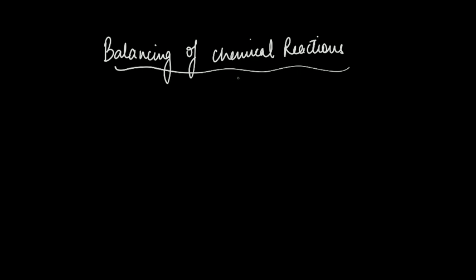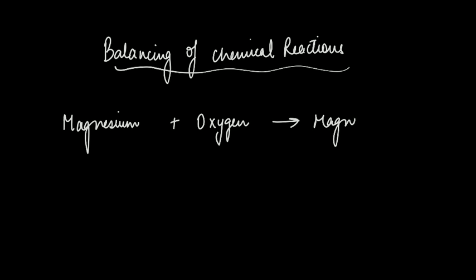if we write any kind of chemical reaction. So let's take an example: magnesium reacts with oxygen to give us magnesium oxide. Now, this is a chemical reaction. This is a very famous reaction where we take a magnesium ribbon and burn it in the presence of oxygen, and we get magnesium oxide as a white colored powder. So, what I have written is a chemical reaction.